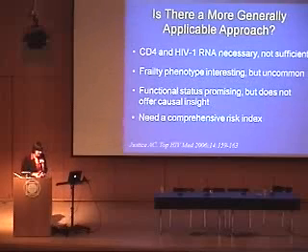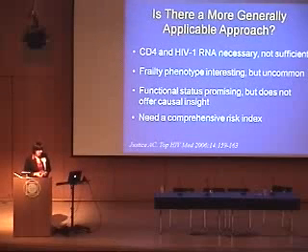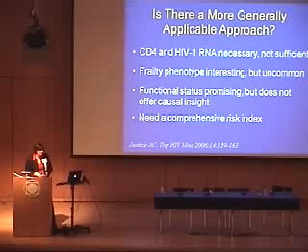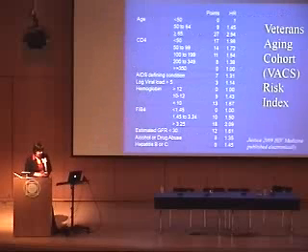Is there a more generally applicable approach? Well, I've mentioned that CD4 and viral load are necessary, certainly, but not sufficient. The frailty phenotype is interesting, but relatively uncommon in our patients right now. Functional status is promising, but does not offer causal insight. We need a comprehensive index that does.